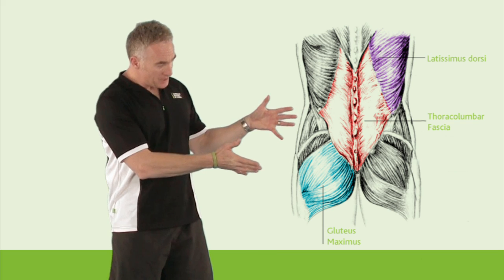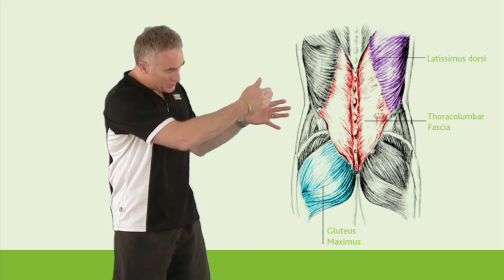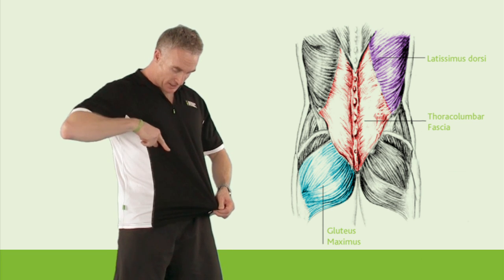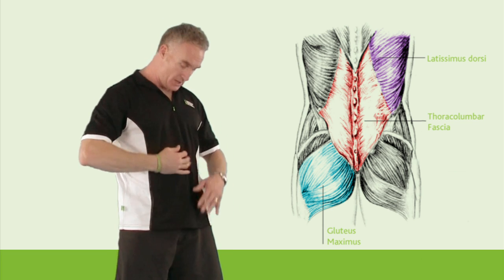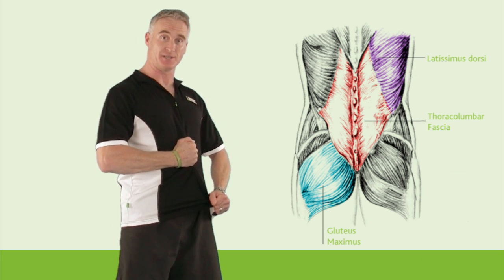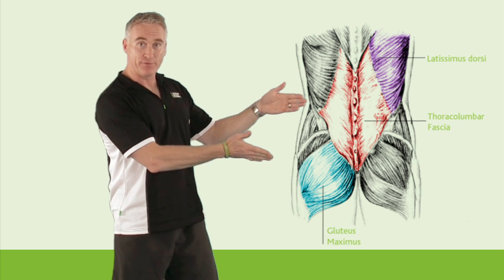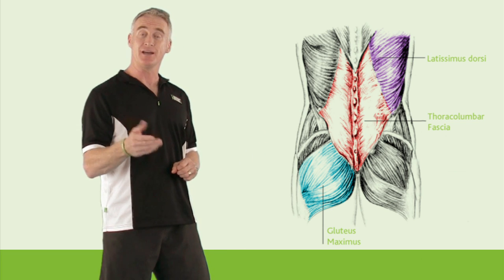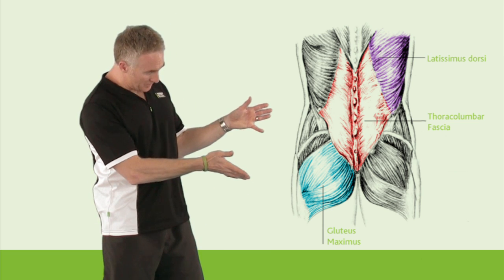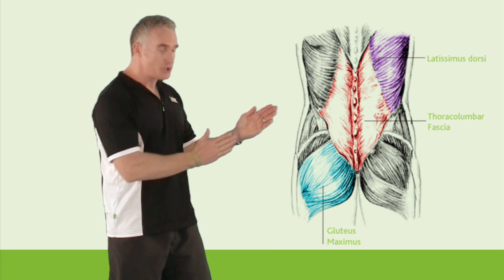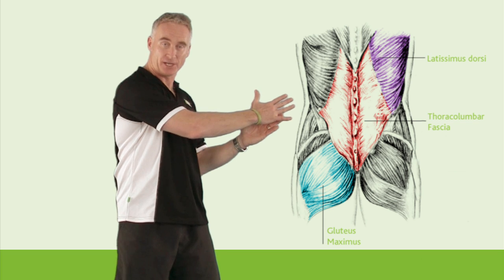Now the thoracolumbar fascia has lots of directions of fiber in it, like the fiber directions in my shirt. Each little fiber ends up being woven into a tough material that's got strength and some elasticity. So if I look here at the thoracolumbar fascia, what I notice is the thoracolumbar fascia acts as a muscle attachment site. And in particular, my gluteus maximus muscle, which we can see here, has a fibrous attachment directly onto the thoracolumbar fascia.